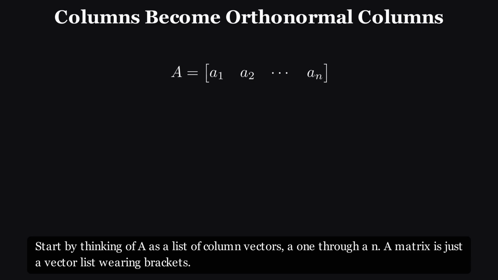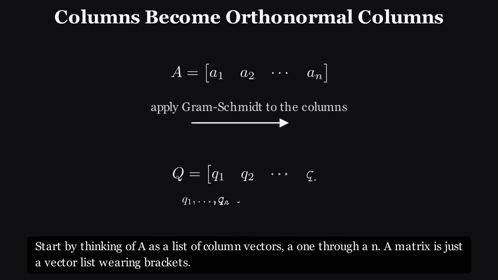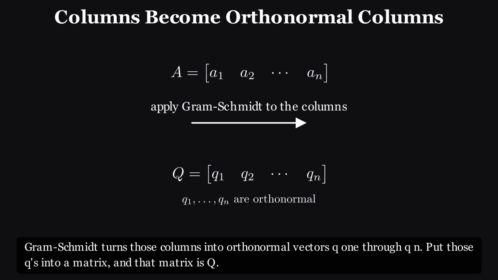Start by thinking of A as a list of column vectors, A1 through An. A matrix is just a vector list wearing brackets. Gram-Schmidt turns those columns into orthonormal vectors Q1 through Qn. Put those Qs into a matrix, and that matrix is Q.